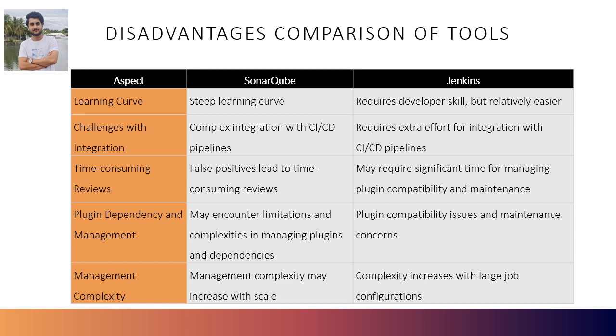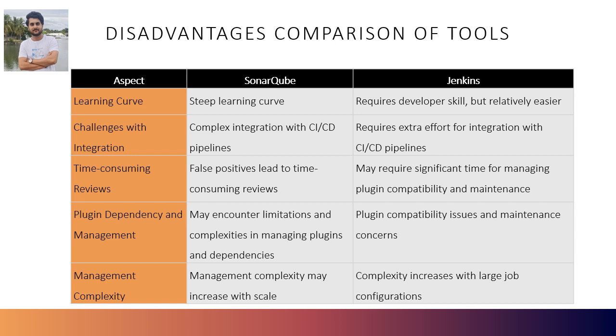Looking at Jenkins, it requires extra effort for integration with CI/CD pipelines. For Jenkins, it requires a deep understanding of build environments and may make custom scripting or pipeline configuration necessary. Integration often involves more than just Jenkins itself, as it must communicate effectively with other tools in the development stack, such as version control systems, build tools, and deployment environments.